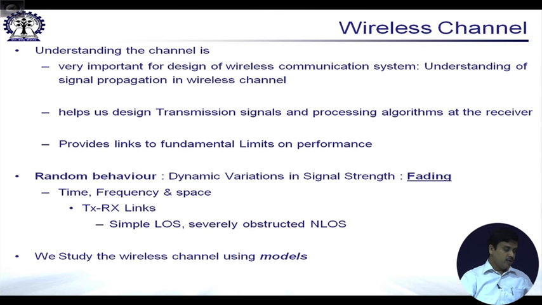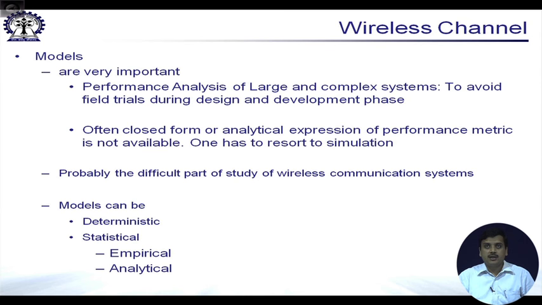Now, why do we need models? Because many a times the systems are very, very complex and it is not possible to get a closed form expression. It may not be possible to even do trials. For example, if I am designing a communication system, I would like to build a transmitter, build a receiver, go and do field trials, see what is the performance, come back to the lab, design the transmitter again, design the receiver again and do it. It is hugely time consuming, it is very, very complex.